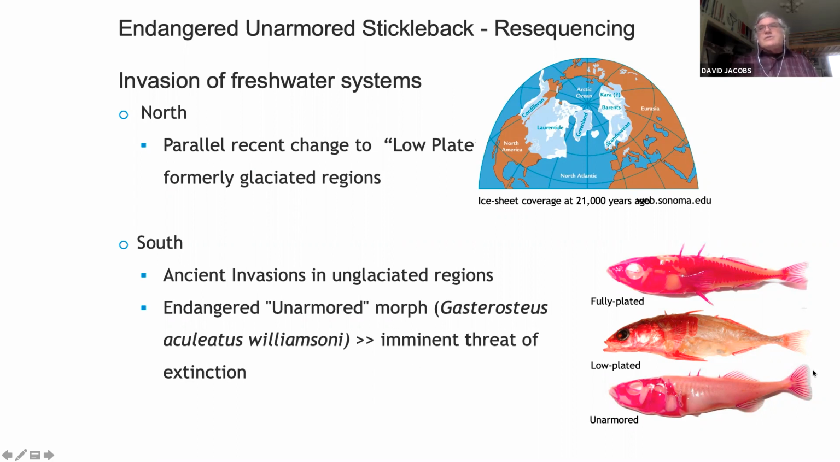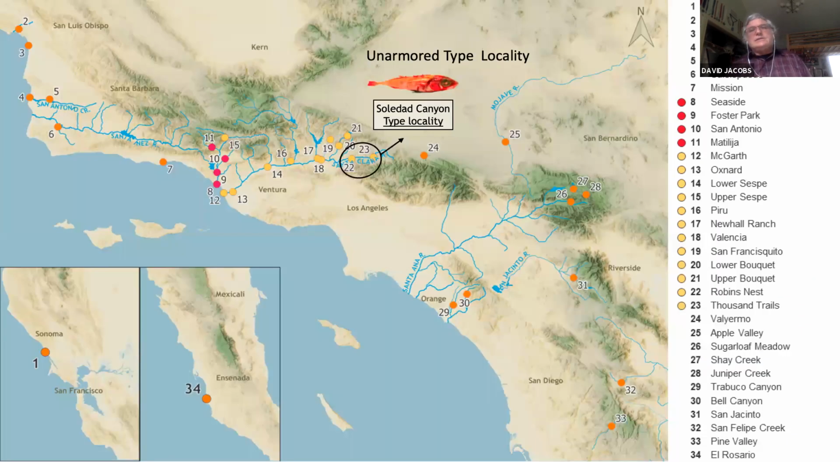And they are also in a situation that was not glaciated. So they might be more ancient, they might be interesting, and one of them is listed as an endangered taxon, federally listed and state listed. So if we look across Southern California, here's where stickleback remain today for various reasons.